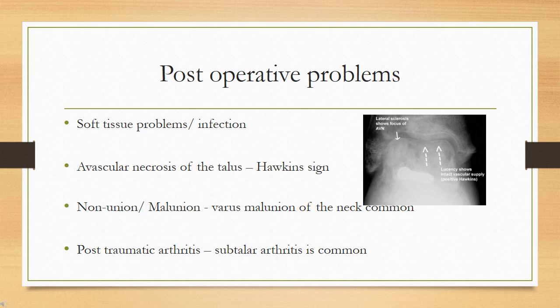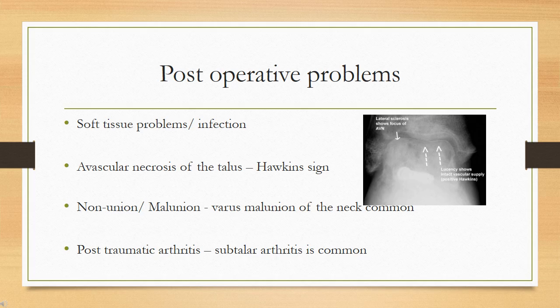Non-union and malunion are potential long-term complications. Non-union is rare, but possible if reduction is poor or fixation is unstable. Malunion, particularly varus malunion of the talar neck, is more common and can alter hindfoot mechanics, leading to pain and abnormal gait patterns. Post-traumatic arthritis often develops even with anatomic reduction.